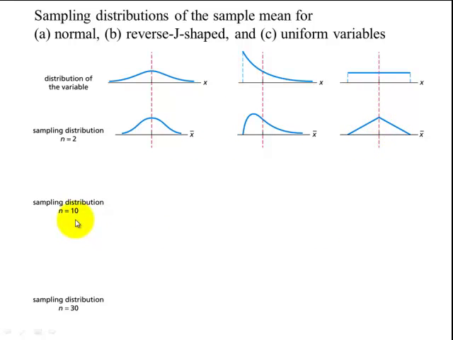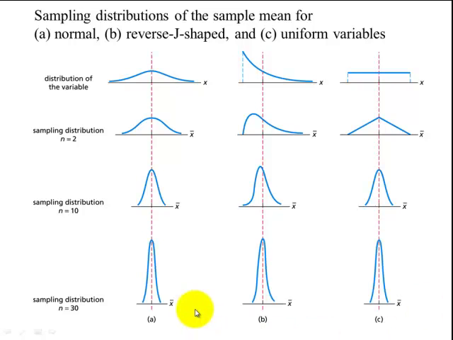If we increase the sample size to 10, we see a pattern here. And if we look at 30, notice all the means are the same. And notice the standard deviation decreases as the sample size increases. So the central limit theorem states that any population, no matter what the shape, the sampling distribution of the X bars will become normal for sample sizes 30 or more.